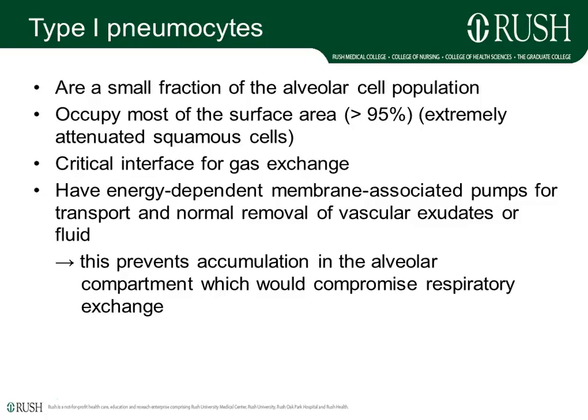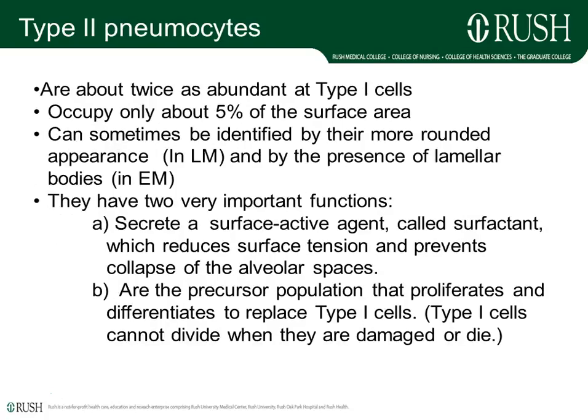So let's take a closer look at a few of these cell types. Type 1 pneumocytes are actually a small fraction of the alveolar population. However, they occupy almost all of the actual surface area because they're extremely flattened and stretched out. That's attenuated. They are the critical interface for gas exchange, and they have energy-dependent membrane pumps for transport and normal removal of vascular exudates that might be in the alveoli. And that prevents the accumulation of fluids within the alveolar compartments. And you don't want fluids to accumulate there because that would interfere with and compromise respiratory exchange.